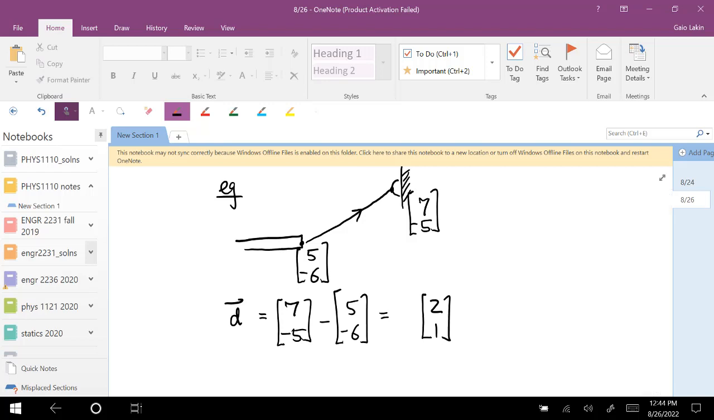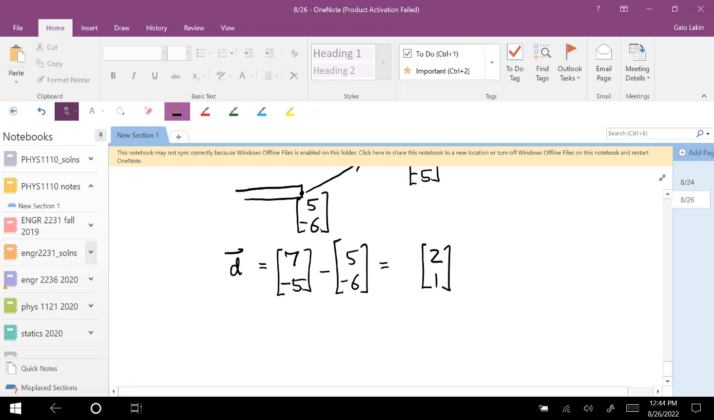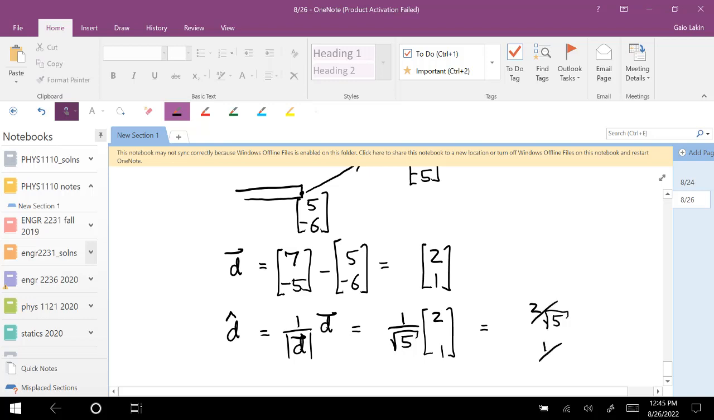And now you're just taking a unit vector of this vector that we know. So the formula I gave you before is we're going to divide this by the length. The length of that vector is the square root of 2 squared plus 1 squared, so square root of 5. And so you have 1 over square root of 5 times (2, 1), or (2/root 5, 1/root 5).